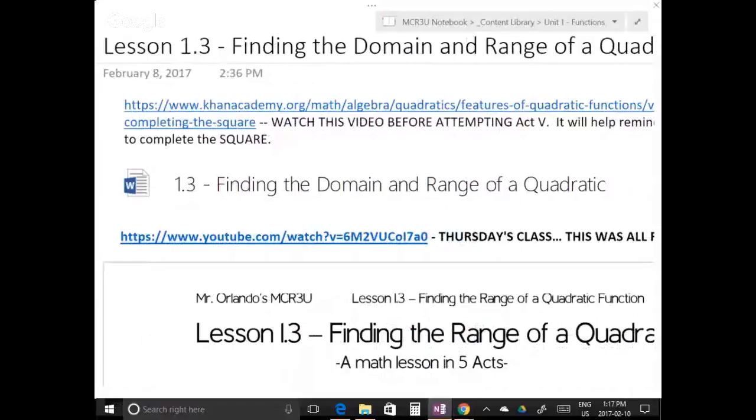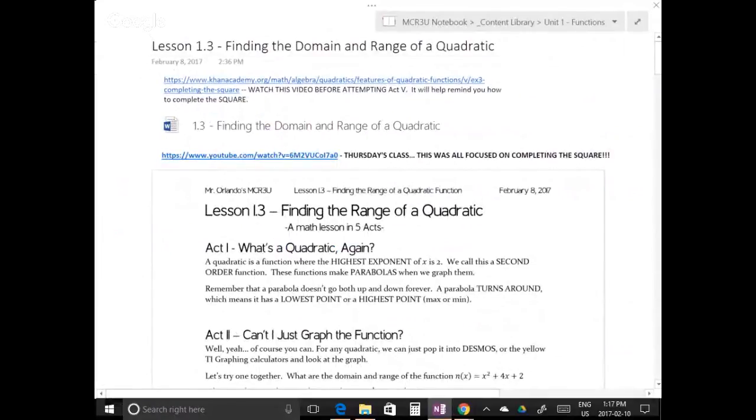So yesterday we looked at completing the square and how that informs us about the domain and range of a parabola. And we did a lot of practice just on completing the square. Yes? No. So hopefully you feel like we did that to death.